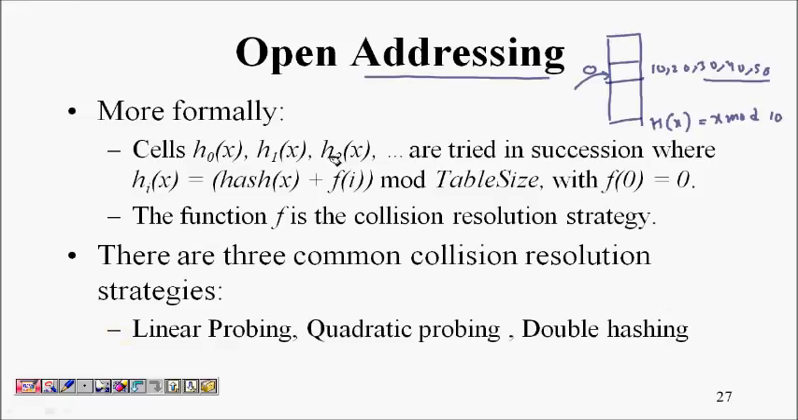So we have cells h0(x), h1(x), h2(x) tried in succession, where hi(x) is given by (hash of x plus f(i)) modulo table size, okay, where f(0) is 0. So hash x was x modulo 10, and then modulo table size, okay. There are three common examples, which are linear probing, quadratic probing, and double hashing. We will be using linear probing.